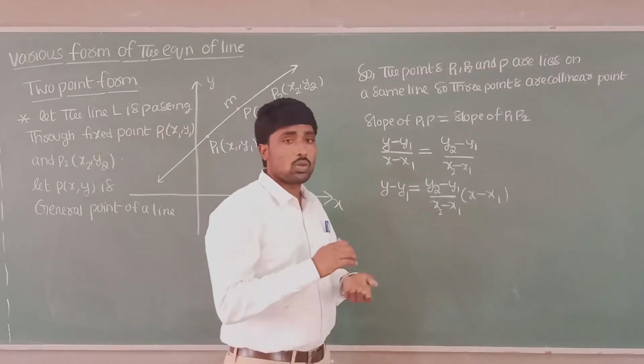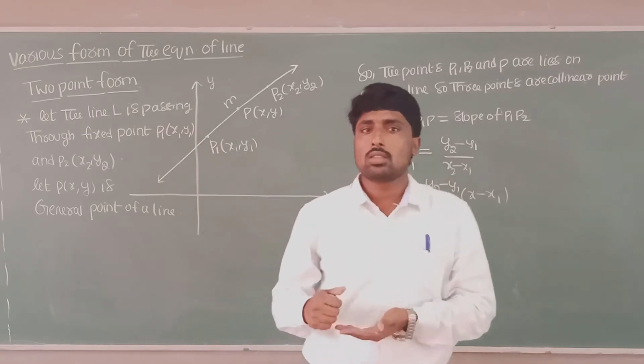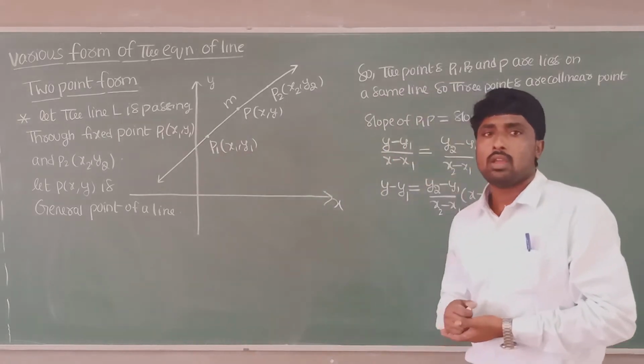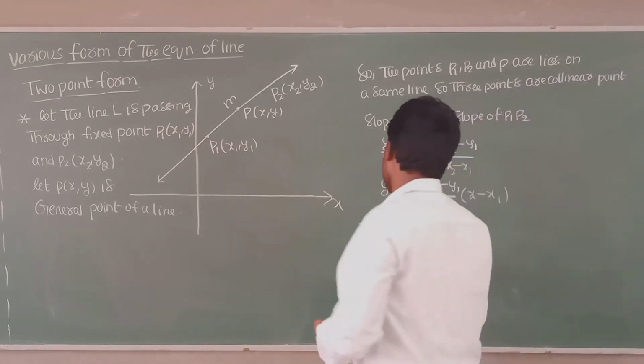Okay, they will ask questions based on this formula: the equation of a line passing through two fixed points. Then they will ask what the equation of the line is. I'll write it here.